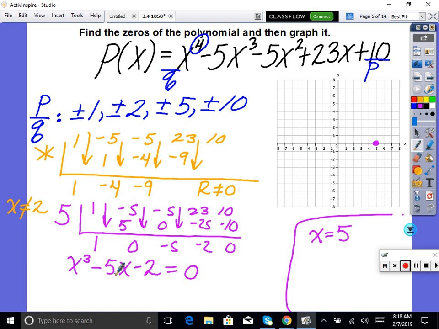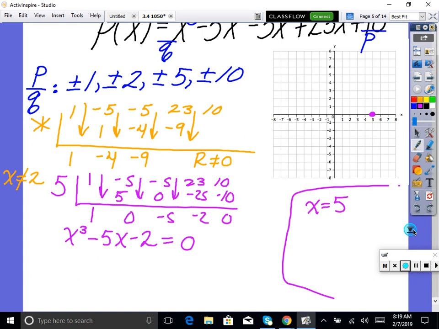So did anyone find another one that works? Are we sure that 2 and negative 2 don't work? Somebody try negative 2 by chance? This is going to take us all day unless we all start helping out. So negative 2 works.